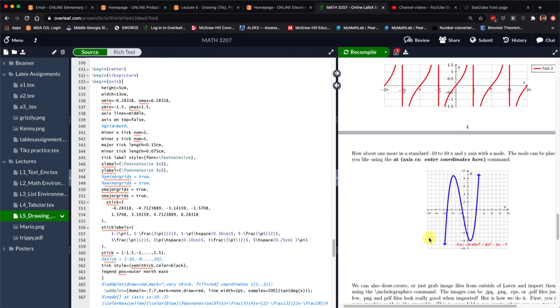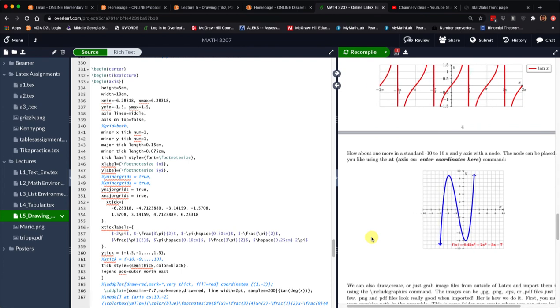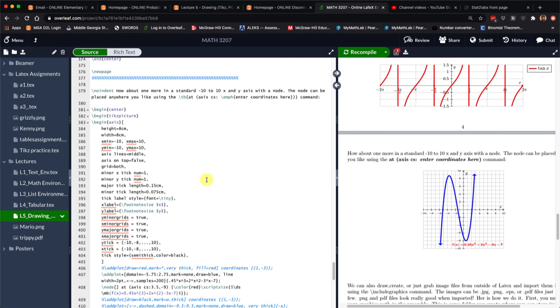Here's another one I did. How about one more in standard -10 to 10 x and y axis with a node? The node can be placed anywhere you like using the @axis CS and then entering the coordinates after that command. We saw that a little earlier. That's this one here, starting on line 381. Notice I kind of went back to my original picture height and width here when I'm defining my axis, an 8 by 8 centimeter.